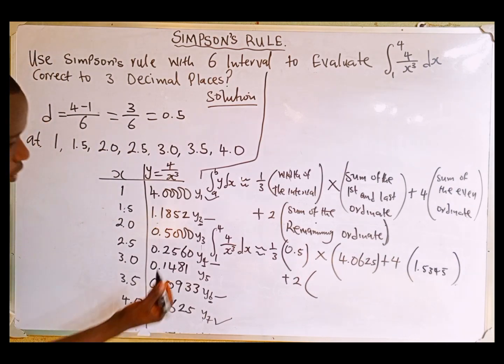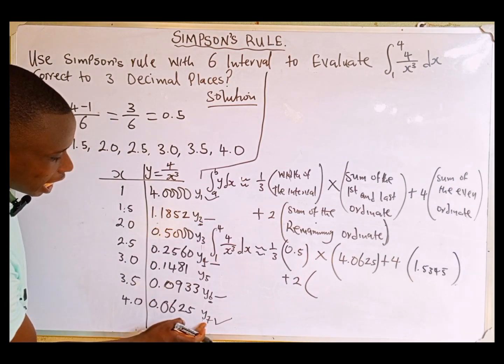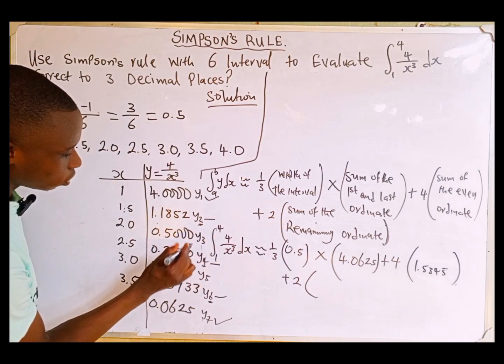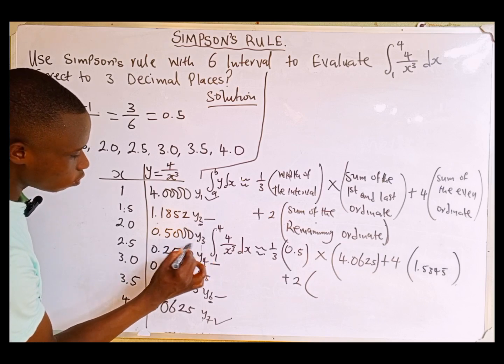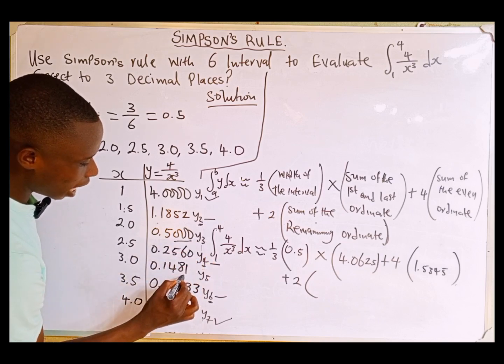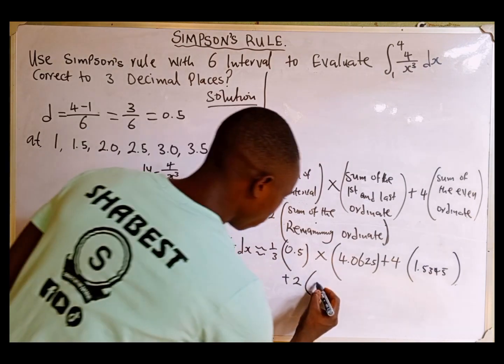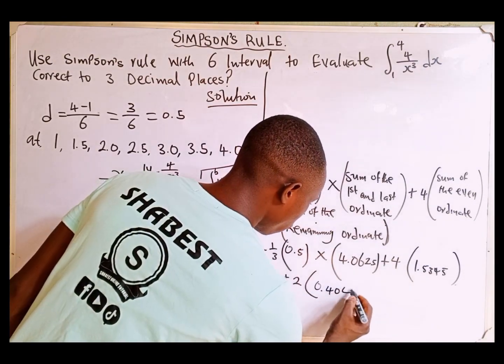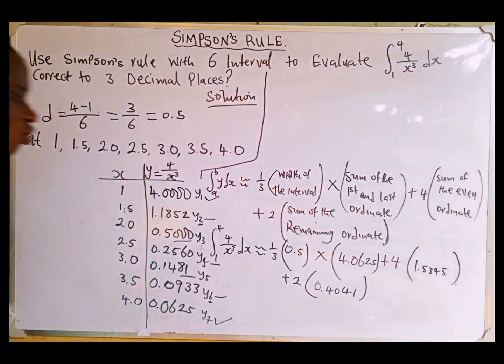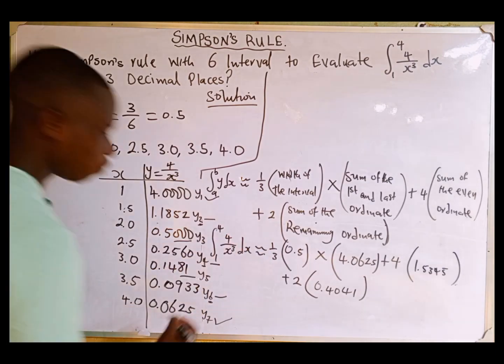What are the remaining ordinates? Remember, we have picked the first and the last and also the even ones. So the remaining ordinates are y3 and y5. If you add the two of them together, we have 0.4041. So we have successfully substituted into this formula.